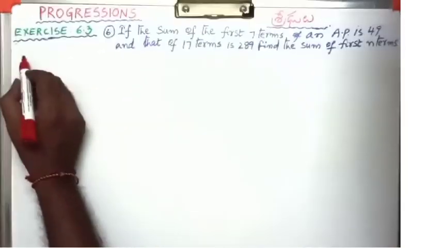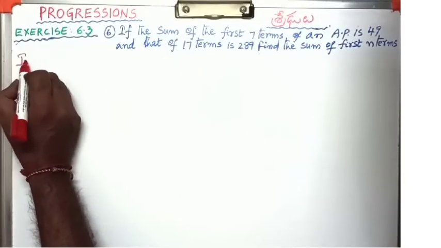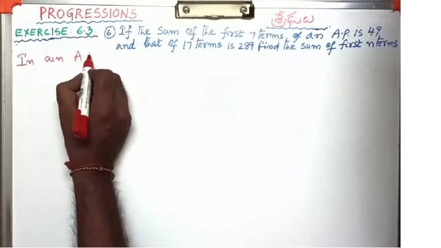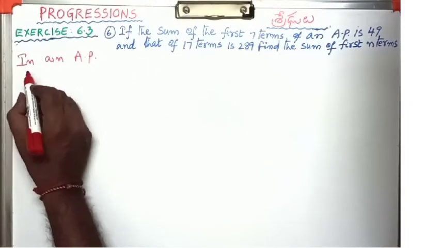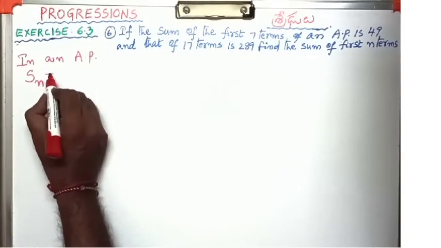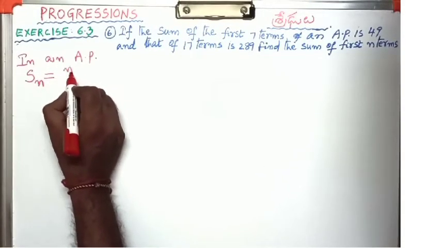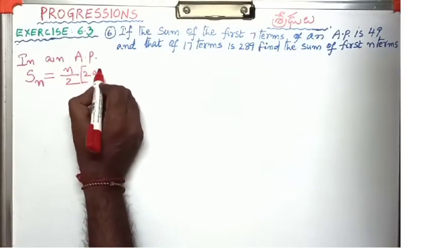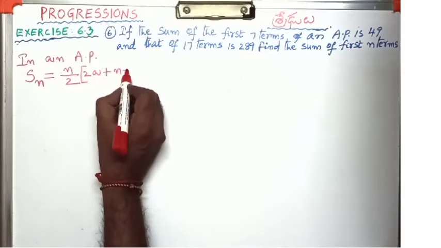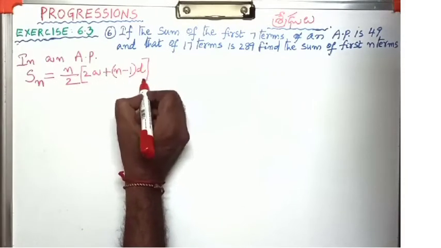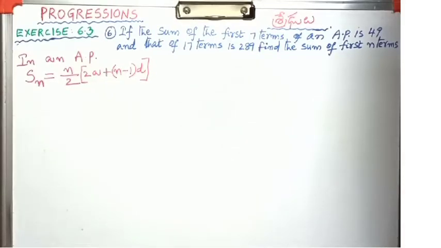Okay, so in an AP, what is the sum of the n terms? What is the formula? Sn is equal to n by 2 into 2a plus n minus 1 into d. Okay, this is the formula for the sum of the first n terms.